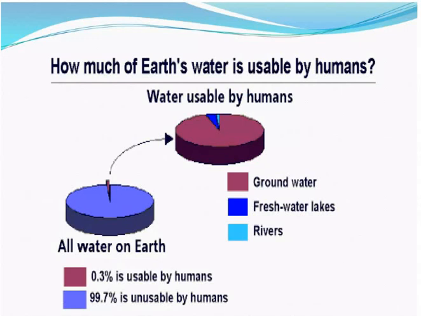Now how much of Earth's water is usable by human? Look at here, water usable by human: groundwater, fresh water lakes and river. You can see the river is unusable by human. 0.3% is usable by human, which is groundwater, of all water on earth.